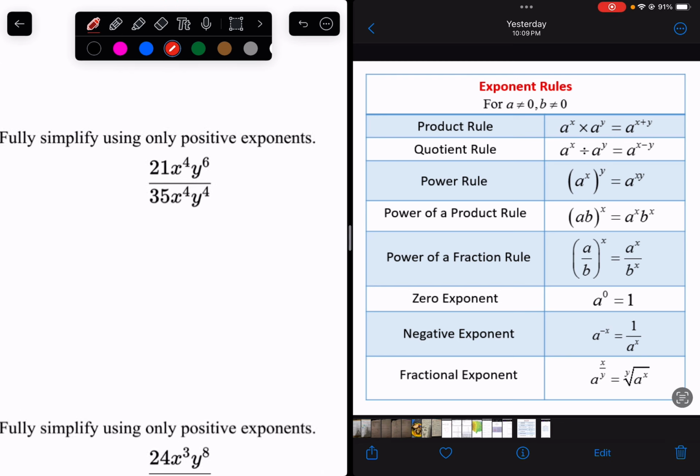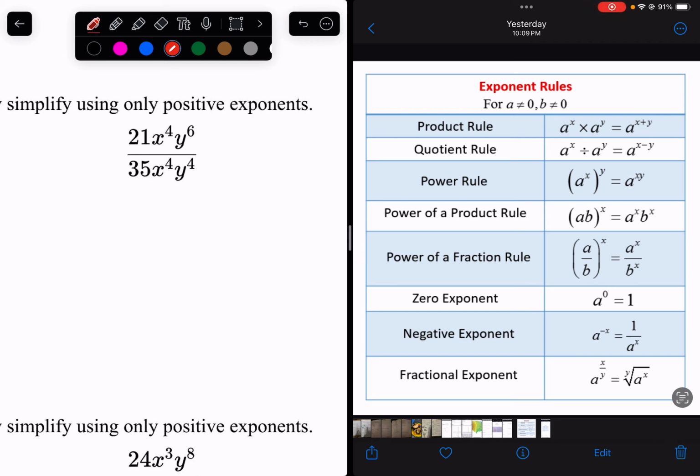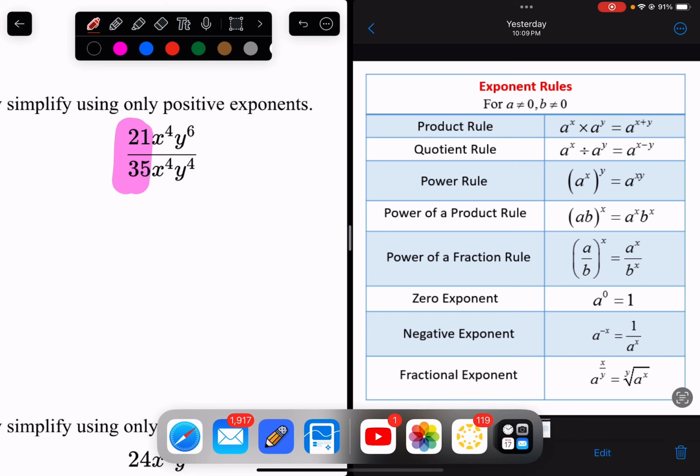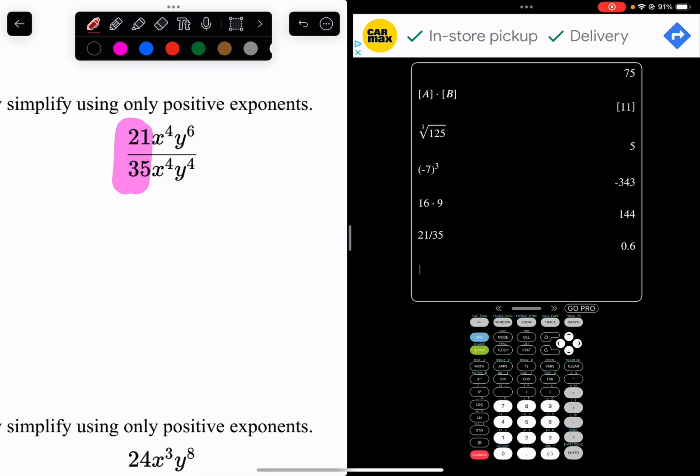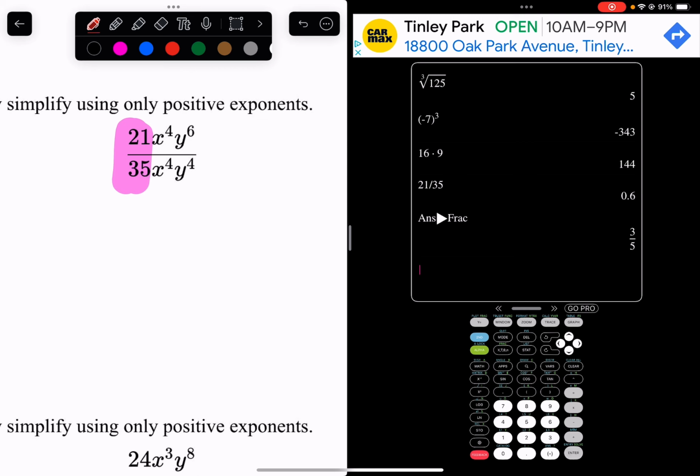Now we're going to talk about quotient rule, okay? With quotient rule, that's when you're dividing things with powers. And when you divide things, you do top minus bottom, all right? So we've got these numbers out in front here. We're going to simplify these. You can simplify it in your head. It's like simplifying a fraction, really. If you need to use your calculator, that's totally fine. You're just going to do 21 divided by 35. And then you're going to want to switch that back into a fraction. So we end up with 3/5.